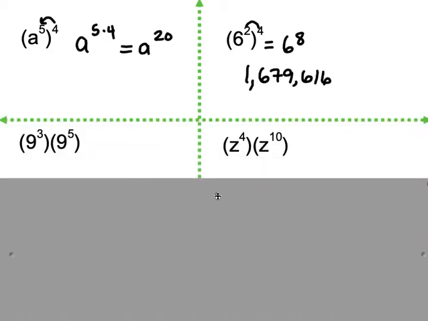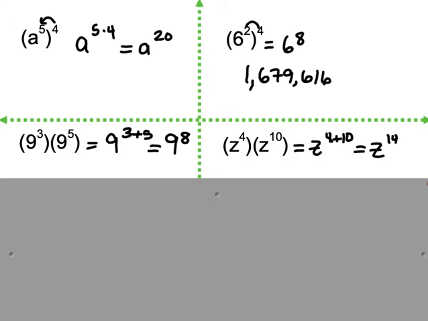Now, the other one was that they have the same base. We add the exponents. So 9 to the third times 9 to the 5th means I have 3 9s multiplied together with 5 9s multiplied together. So what we do is we add the exponents. 3 plus 5 is 8. Now 9 to the 8th is really big, so I'm just going to leave it alone. Z to the 4th times Z to the 10th. Same base, we add the exponents. 4 plus 10 is Z to the 14th. So those are some basic problems.